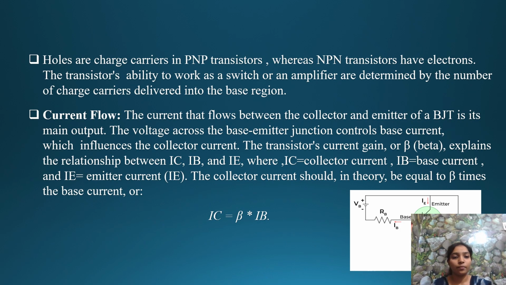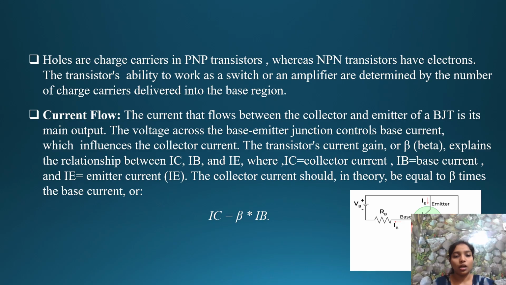Next, in PNP transistors, holes are the charge carriers, and in NPN transistors, electrons are the charge carriers. The transistor's ability to work as a switch or an amplifier is determined by the number of charge carriers delivered into the base region.